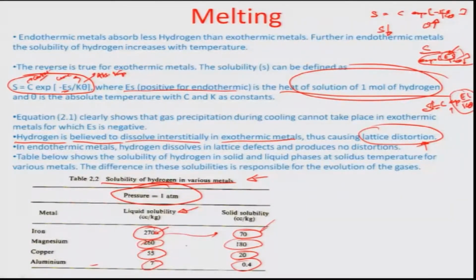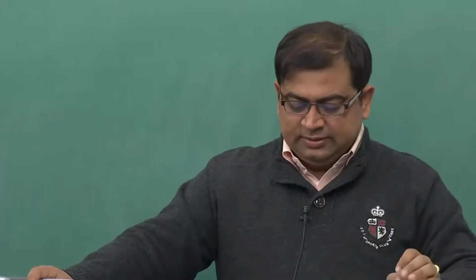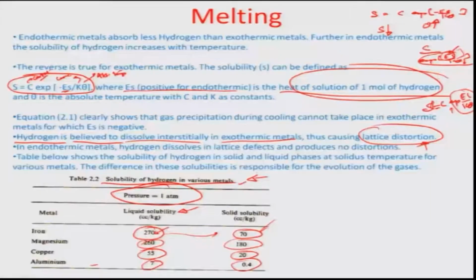Okay. So, obviously, it is going to be there as gas pockets, because now it has not been shelled out of the material, and it cannot go because the solidification rate is quite fast, and there is going to be formulation of gas pockets. So, that is how solubility is very, very important from melting perspective when we talk about castings.